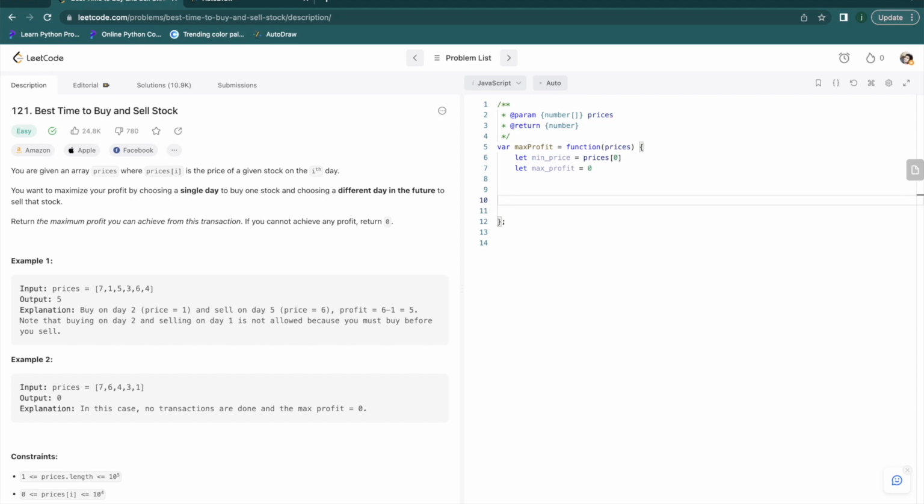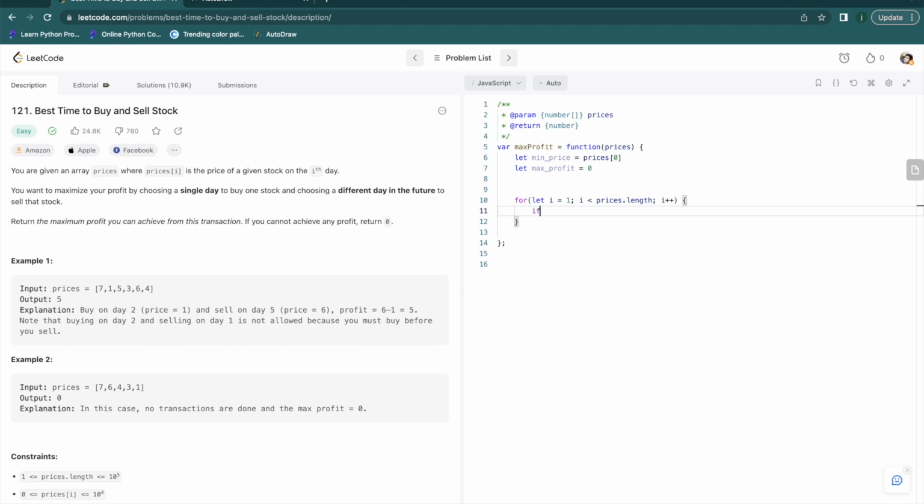Now I'm going to start off with a for loop at index 1, because the 0th index is the minimum price. We already have access to the minimum price at the 0th index. Now I'm going to start off with i equals 1, and i less than prices dot length, i plus plus.